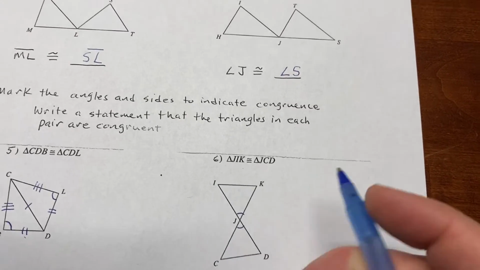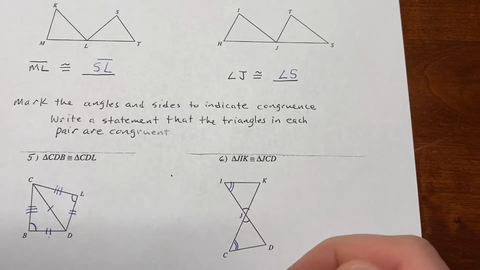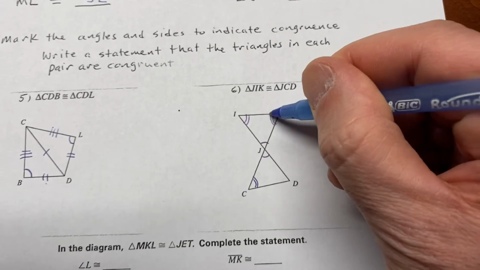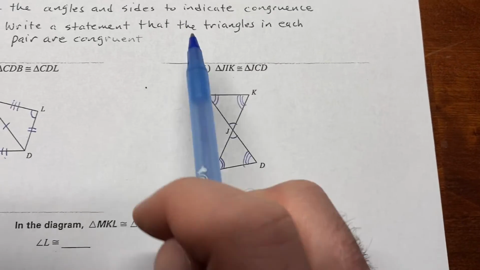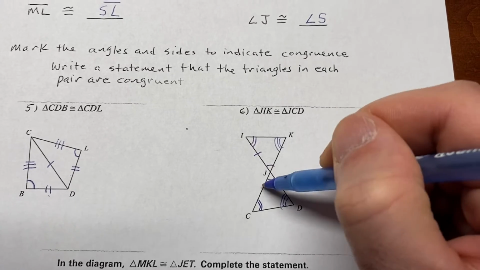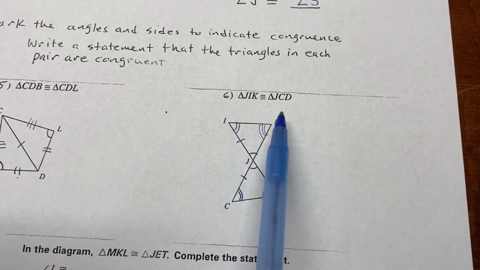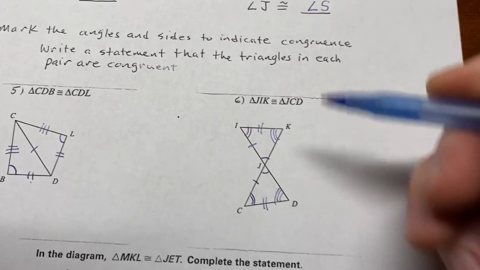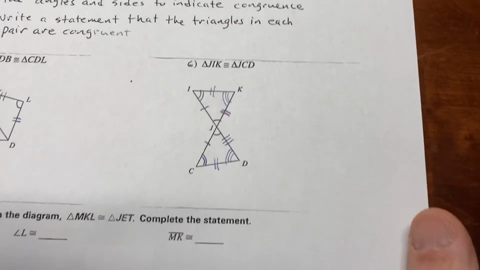Angle I is congruent to angle C. I will give them 2 arcs. And angle K is congruent to angle D. I will give those angles 3 arcs. And now for the sides, first 2 letters, JI, JC. JI is congruent to JC. Second, third letter, IK, CD. I think we already know that's 3 marks and 3 marks.